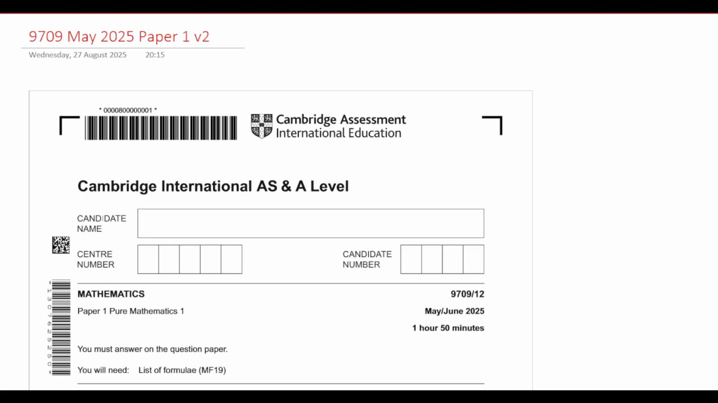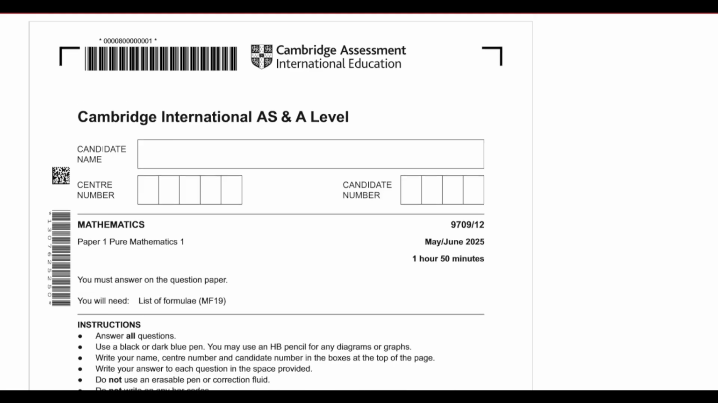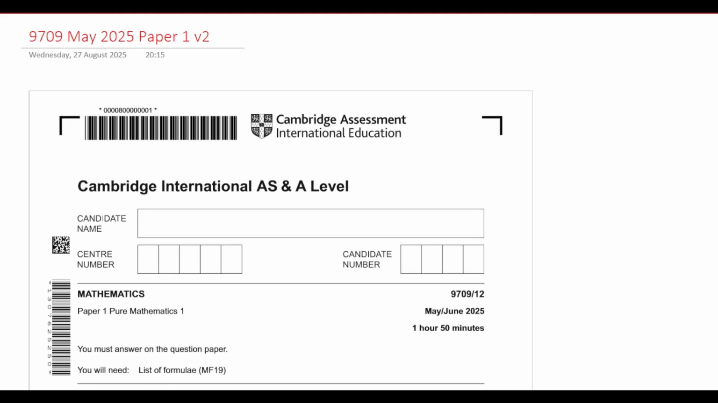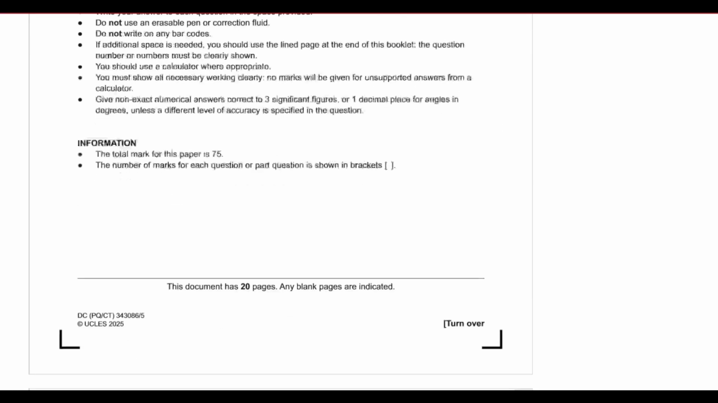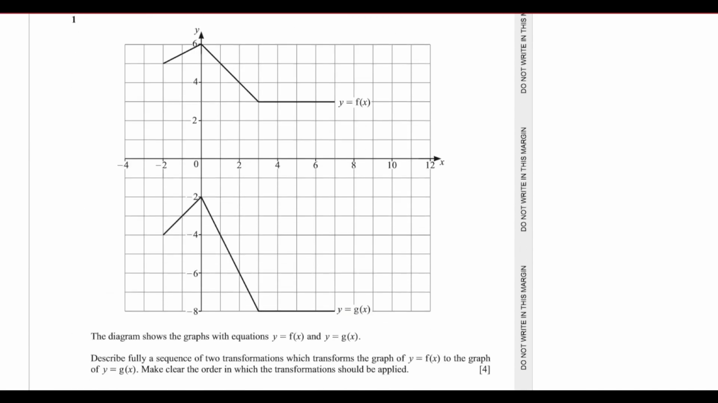Hey everyone, so today we're going to solve Cambridge International's A-Level Pure 1 paper of May 2025. I'm going to do variant number 2 first. So let's start with question 1.